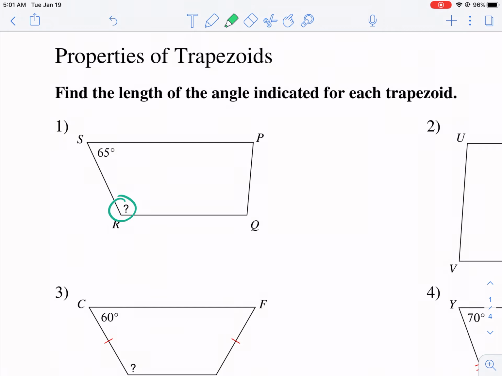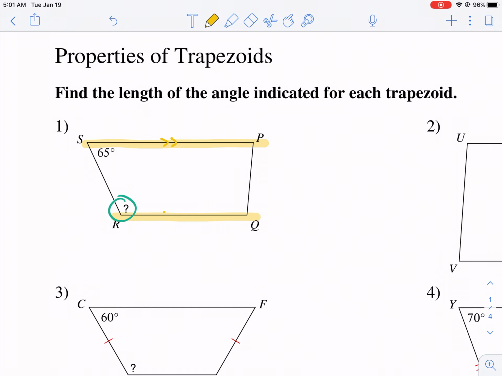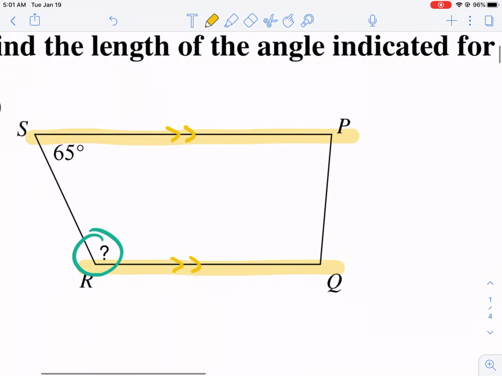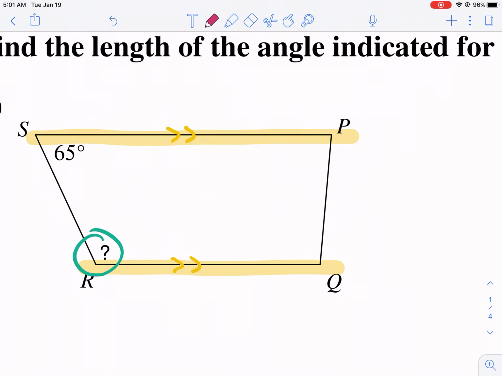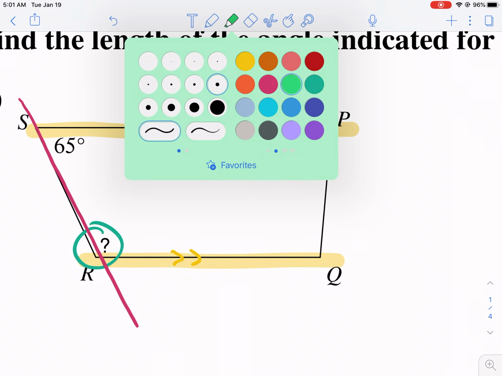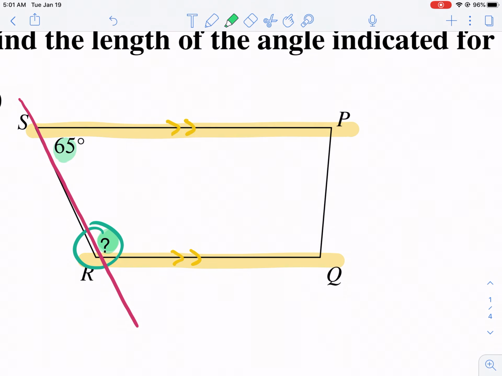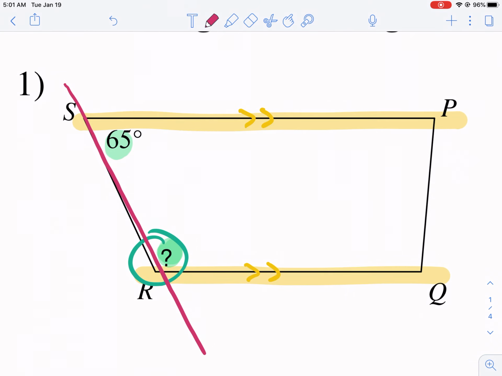What we need to know for the properties of trapezoids to solve this first problem is that trapezoids always have only one set of parallel lines. Now, what does that do for us in this problem? Well, if we have parallel lines, that would make this line a transversal cutting through those lines. What that does is it creates two interior angles, same side interior angles, that are going to be supplementary. So these two angles are going to add up to 180.